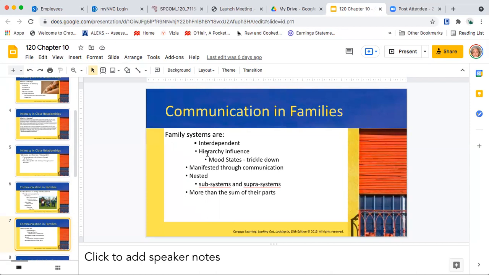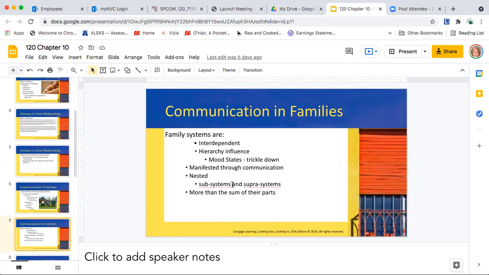Okay. Hierarchy. So generally in a typical nuclear family, the hierarchy starts with the father, and then the mother, then the oldest kid, and then the next oldest kid, and so on. And so mood states tend to trickle down in a family. So that has an influence on how the family is at that moment.